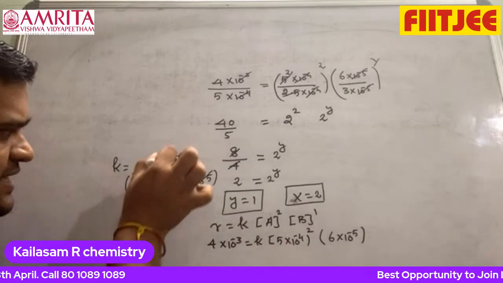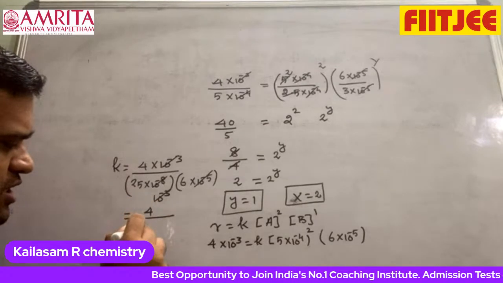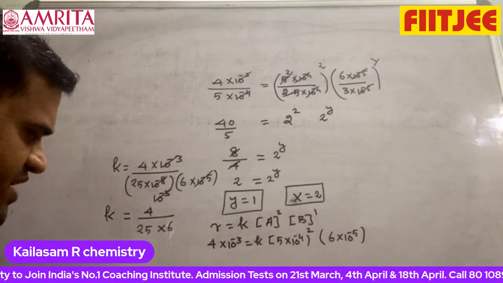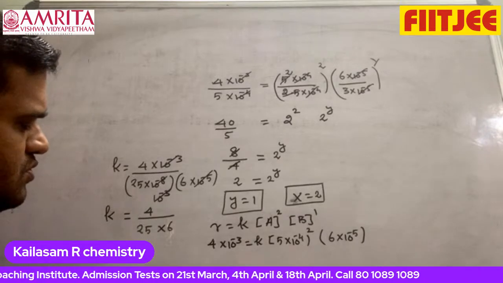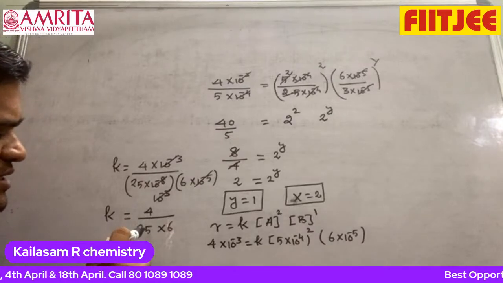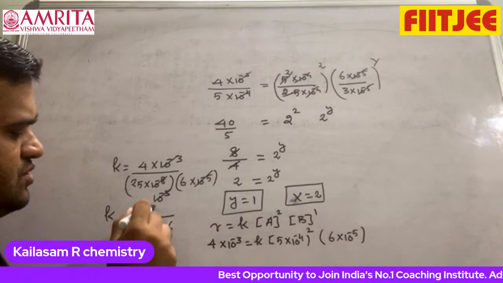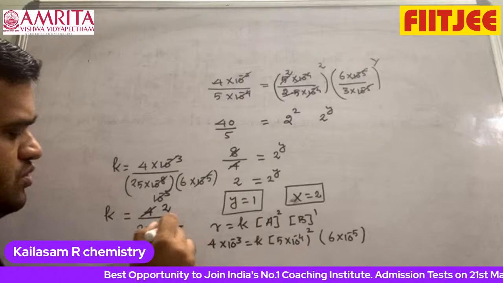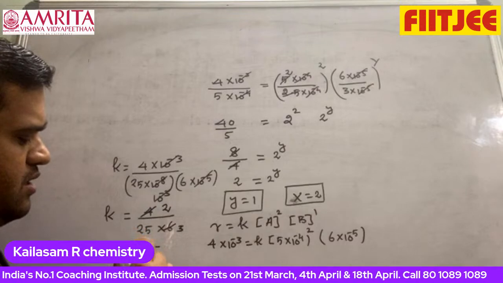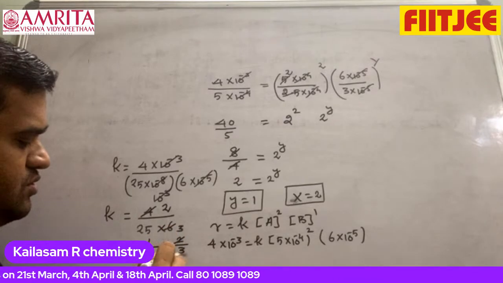Therefore, the 10 power minus 3 and 10 power minus 3 cancel off. Therefore, we are having 4 into 25 into 6 is equal to... Still, if I want to simplify this, I can write 100 by 4, and 100 by 400 we can simplify as 1 by 25 into 2 by 3. If I simplify, it is 12.5.